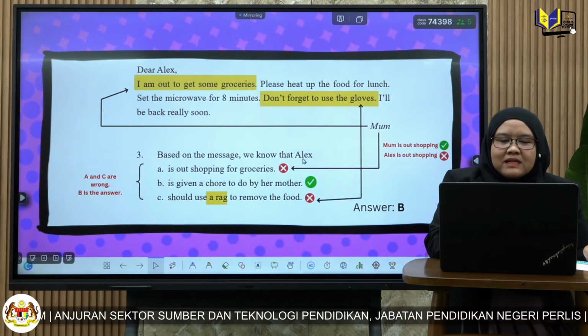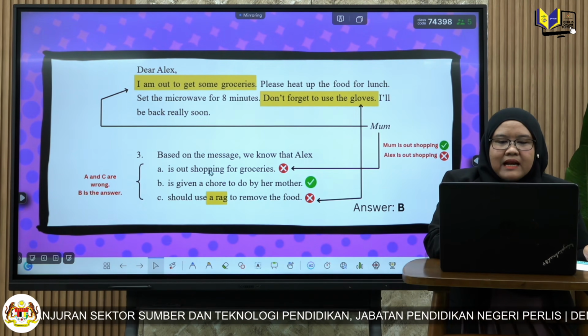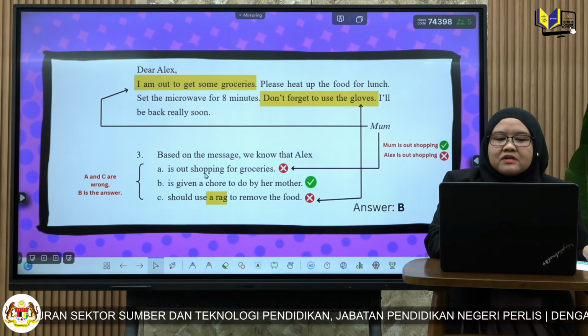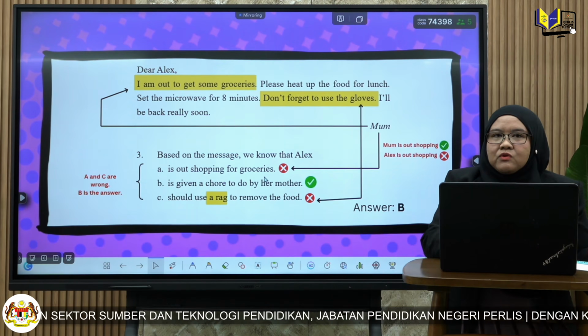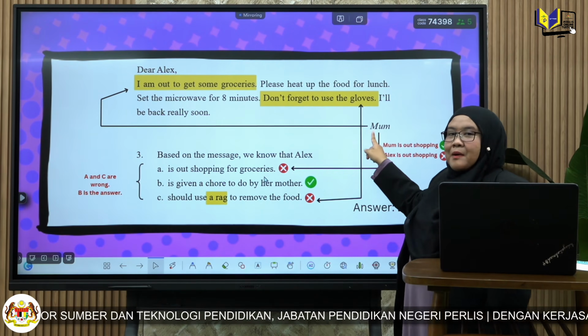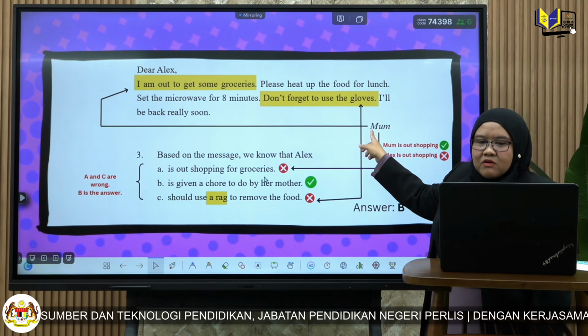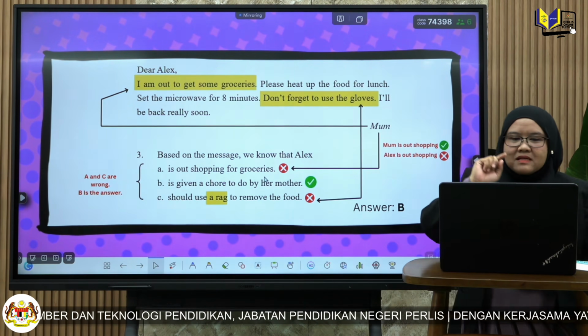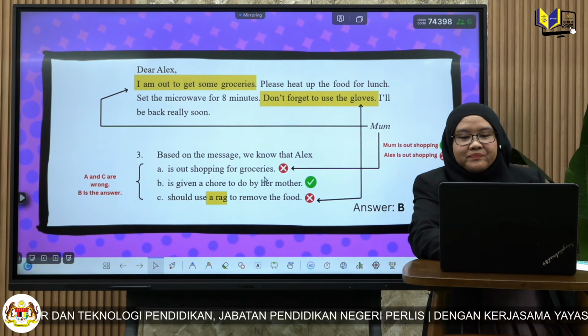So let's take a look at A. Alex is out shopping for groceries. If you look at the text, who's going for groceries? Mom. So mom is out shopping, not Alex. So that's why A is wrong.